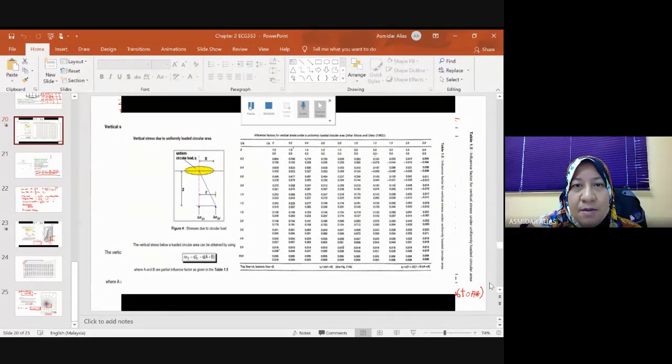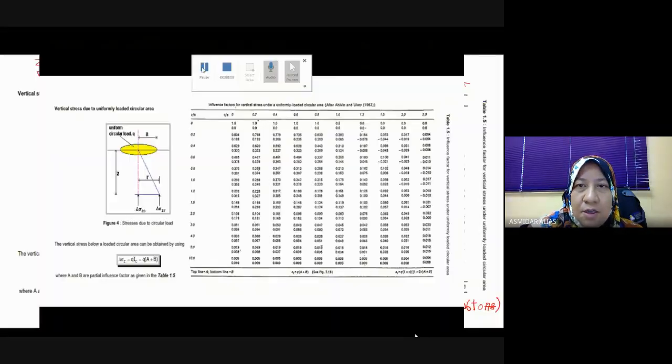Okay, minggu ni saya tukar strategi. Last time kita cuba buat lecture live and then saya perasan tangan saya goyang-goyang and then bila nak tukar-tukar slide tu dia consume time. So yang ni saya dah pre-record. So sama-sama lah kita dengar lecture untuk circular loading.